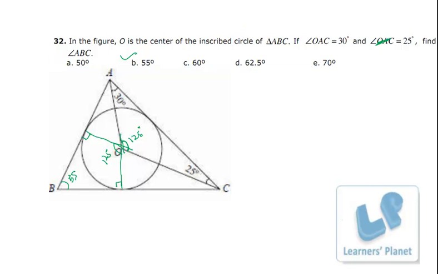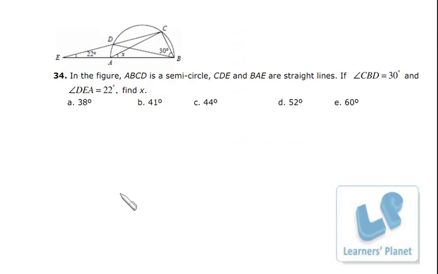I hope you are clear. In the figure, ABCD is a semicircle, CDE and BAE are straight lines, angle CBD is 30 degrees and angle DEA is 22 degrees. Find X. Okay, pretty simple problem.